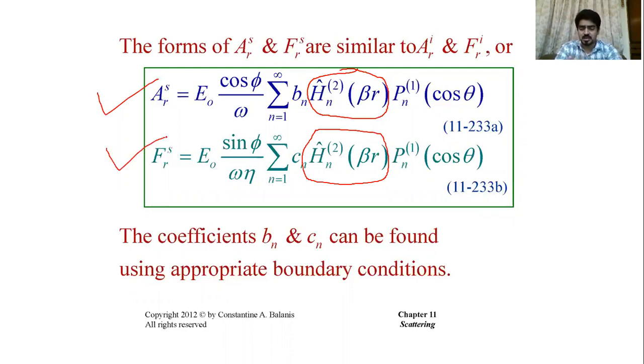However, we still don't know these unknown coefficients, b_n and c_n. Previously we had one unknown coefficient when we followed a similar procedure for the cylindrical structure. Here we have two unknown coefficients, but we also have two equations, A_r and F_r. So how will we find those? Well, we will find the scattered E field, and we already know the incident E field. We'll add them together to get the total E field.